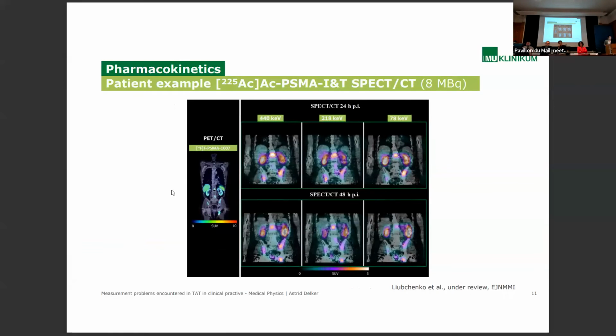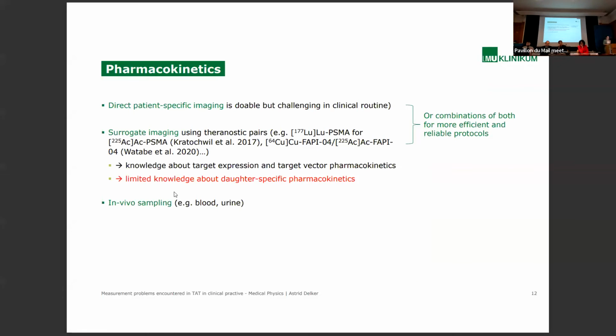Here you can now see the whole imaging sequence for that patient. The patient underwent SPECT-CT at 24 and 48 hours post-injection, and you can see all 3 photopeaks. We can see that all images nicely correlate with the pre-therapy PSMA PET-CT. So direct patient imaging is doable, but it's challenging in clinical routine due to the long acquisition times.